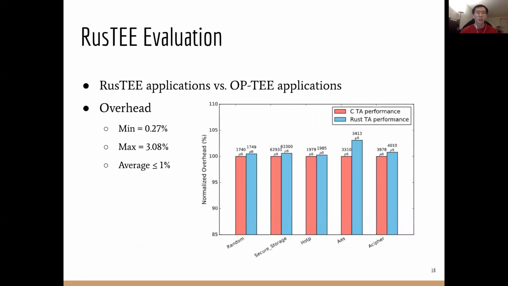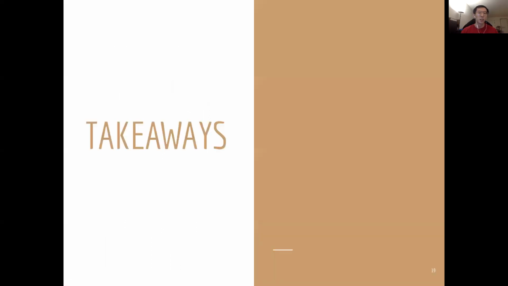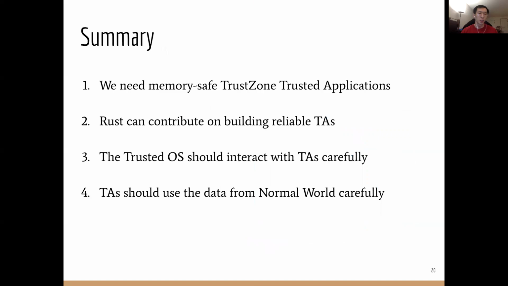Now let me present the performance comparison between RusTEE and the original OP-TEE examples. Overall, RusTEE only introduced less than 1% overhead on average, and even the worst case incurs an overhead of around 3%. We believe such overhead is acceptable, especially considering the extra security benefit we provide. Finally, I'm going to conclude this work.